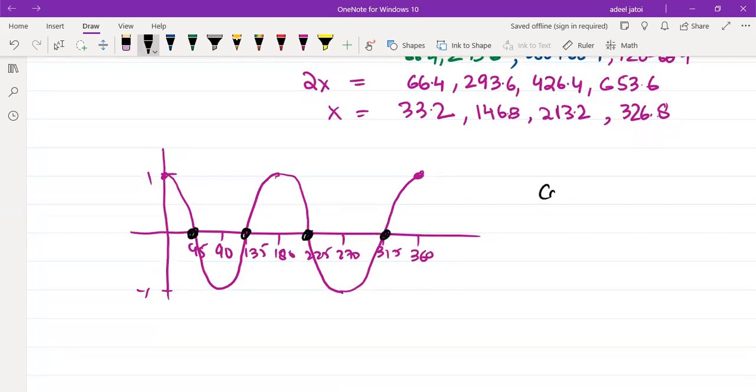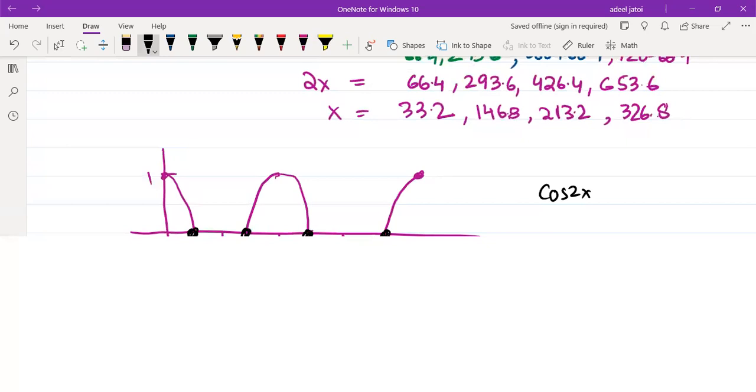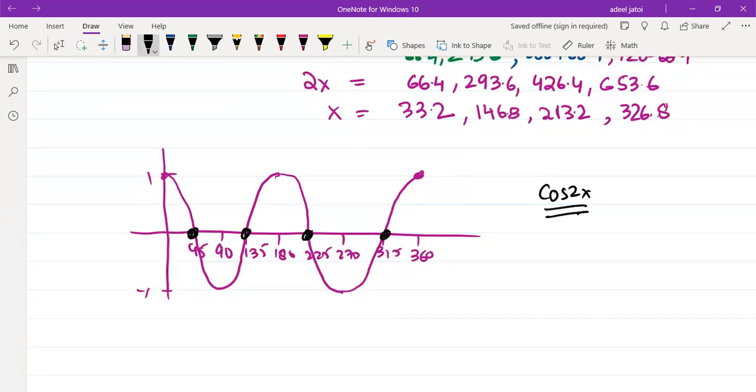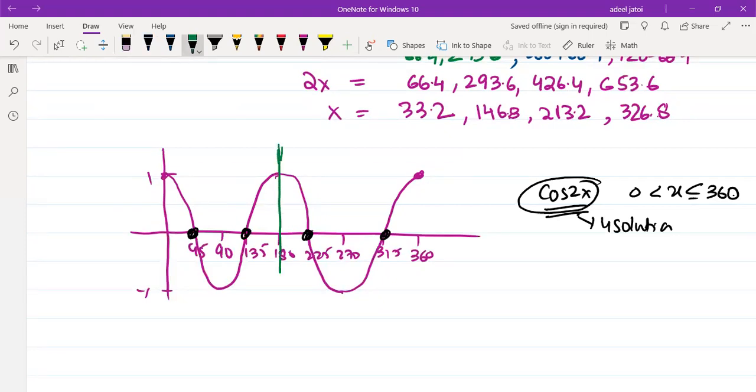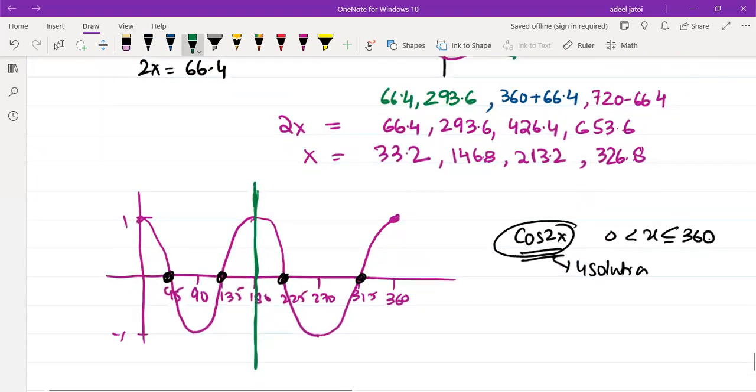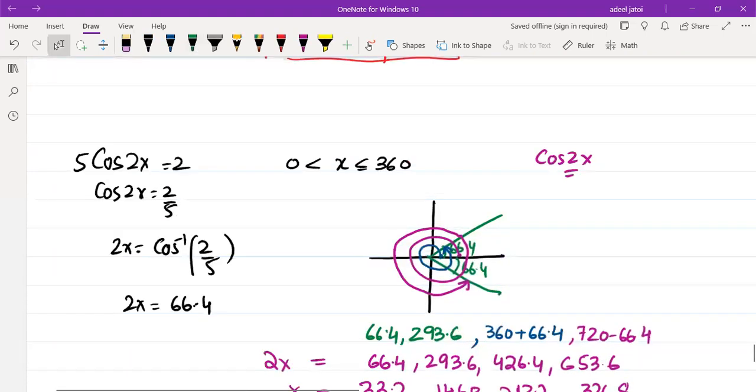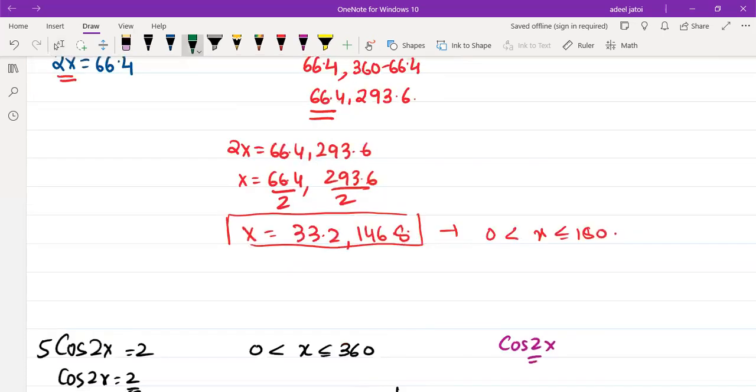That means when I have cos 2x, and the range is x greater than 0, less than or equal to 360, my solutions will be how many? There would be 4 solutions in the given range. If my range is dropped to 180, how many solutions will I have? I will have 2 solutions. That means similar to what we have here, 33.2 and 146.8.